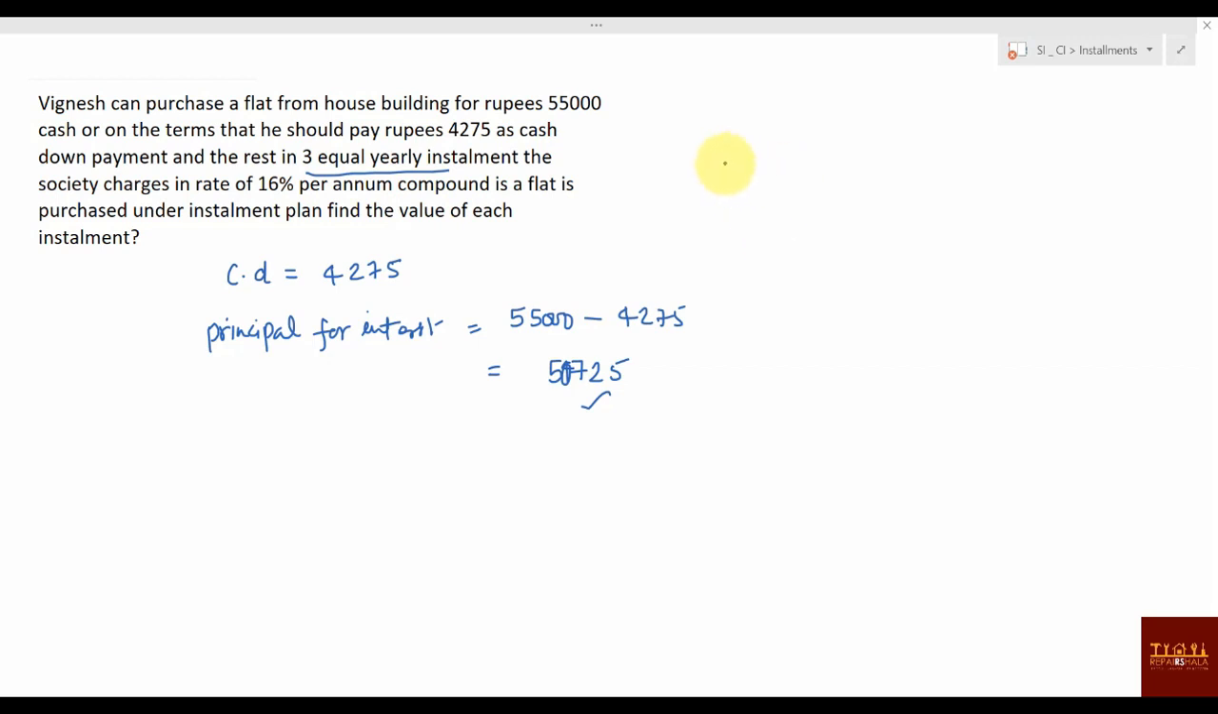Let's talk about 16% now. So 16% value is 16 by 100, or you can say it is 4 by 25. Yes or no? 4 by 25. Now in the first year it will become from 25 to 29. In the second year it will become 25 whole square to 29 whole square. So what is 25 whole square value? 625. What is 29 whole square value? 841.